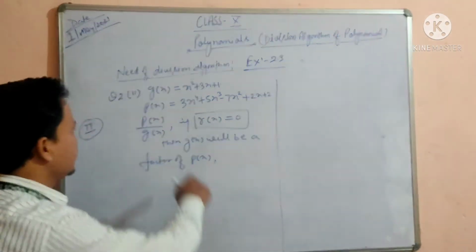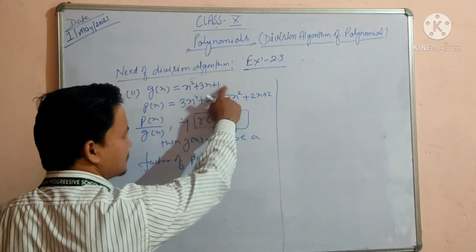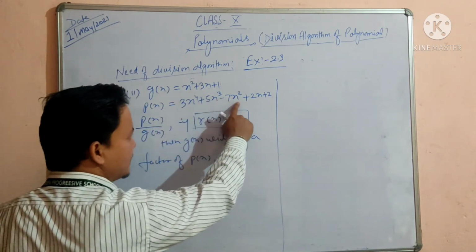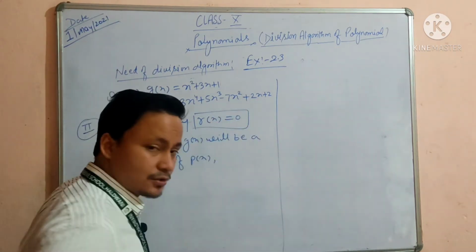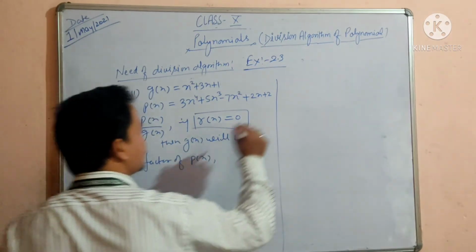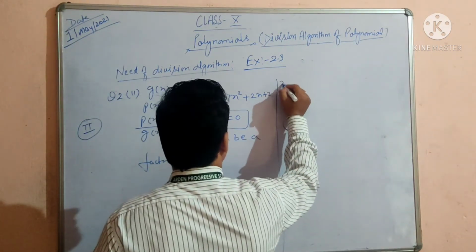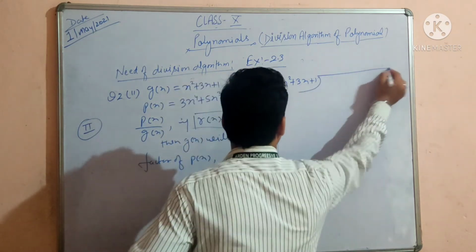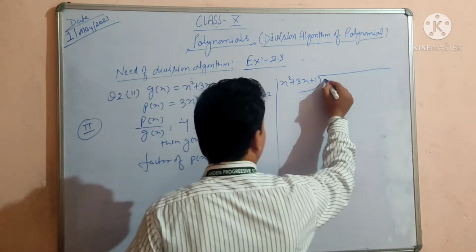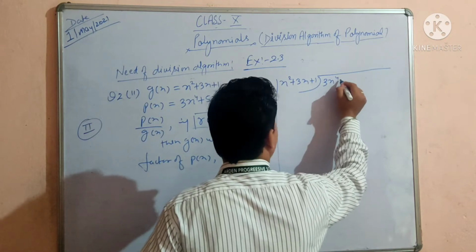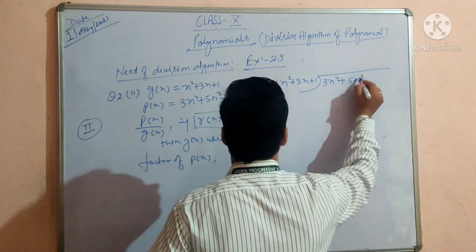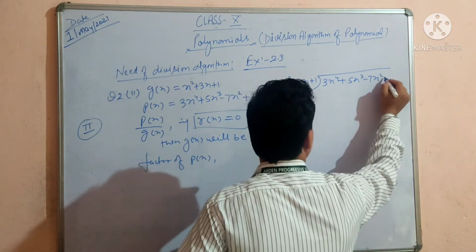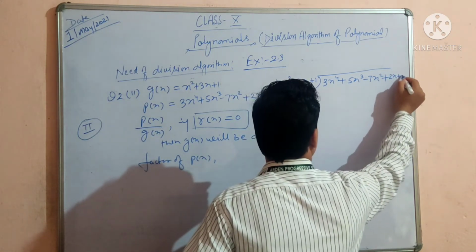Okay, so see, gx is given as x square plus 3x plus 1, and px is given as 3x to the power 4 plus 5x cube minus 7x square plus 2x plus 2. So now we are going to divide it. So gx is x square plus 3x plus 1, and we are dividing 3x to the power 4 plus 5x cube minus 7x square plus 2x plus 2.